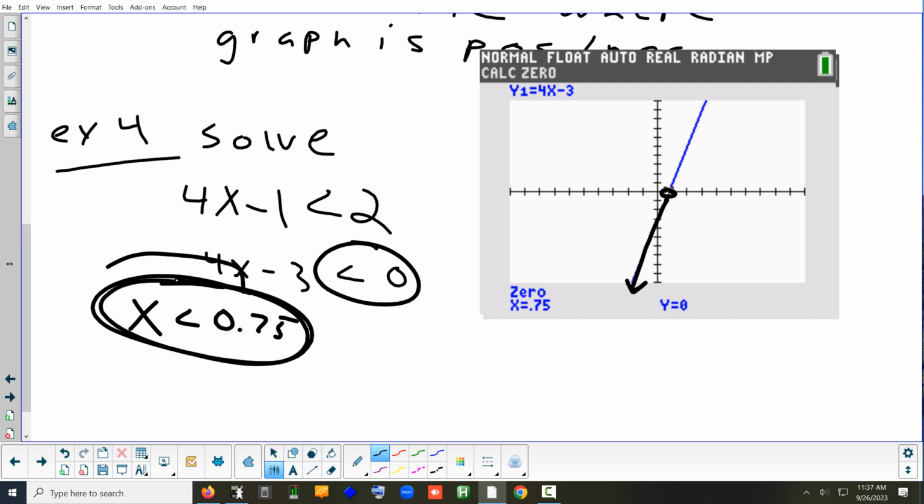Okay, so that's one way to do it. And I know, very simple. You probably could have done it quicker in your head by adding 1, dividing each side by 4, and you get x is less than 3/4. But we're going to eventually do some that aren't as easy to do in our head.